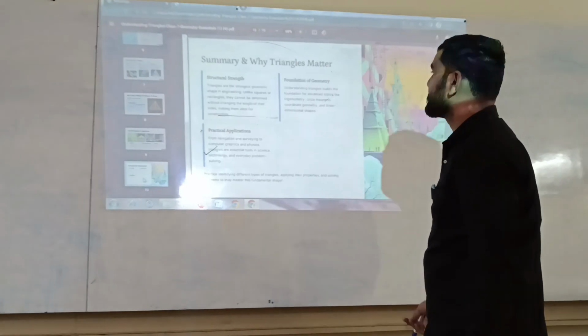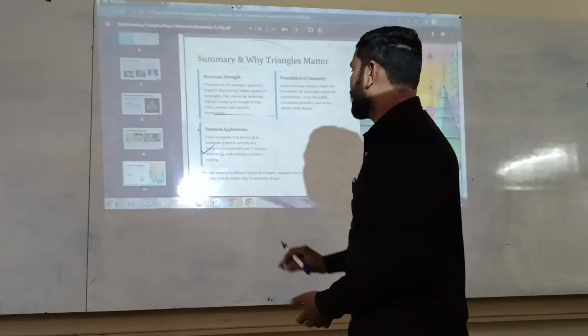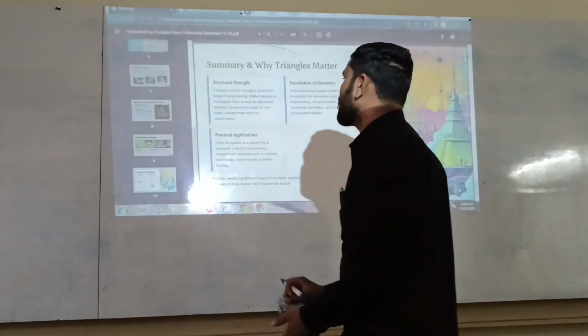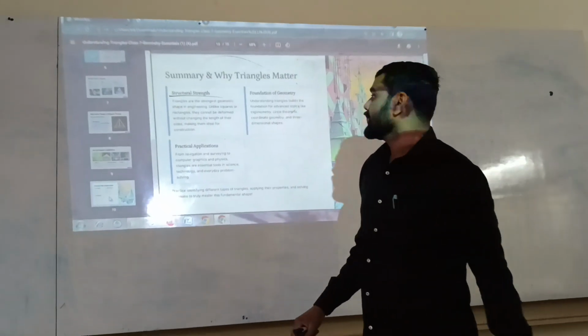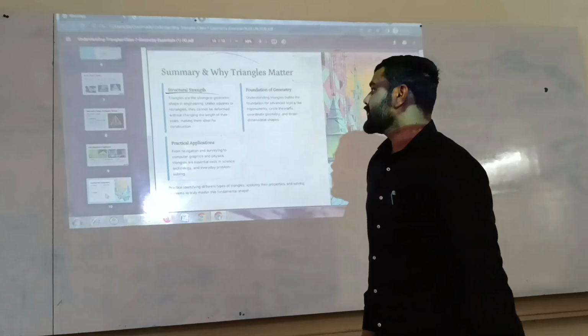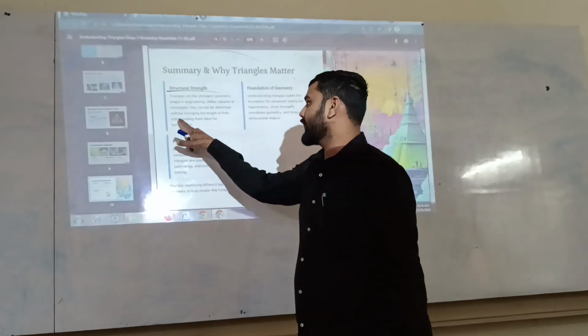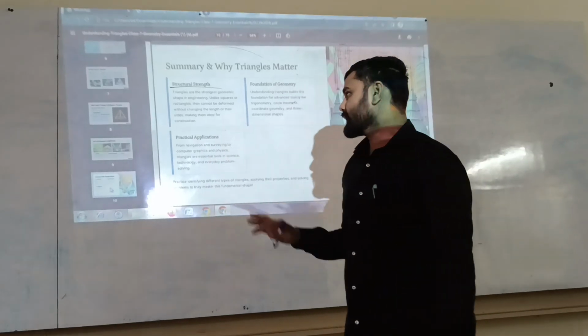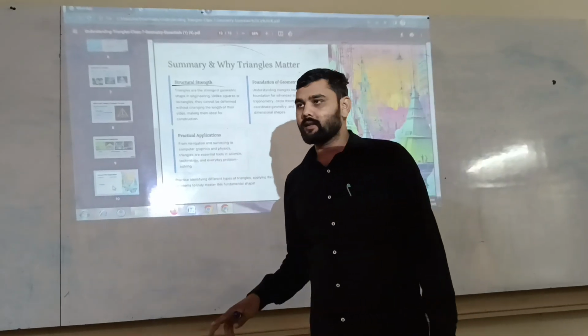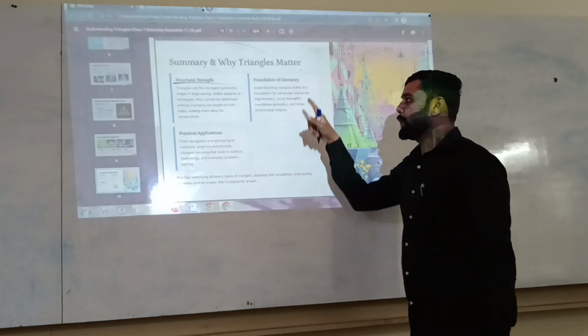Next, summary and why triangles matter. First is structural strength. Triangles are the strongest geometric shape in engineering. Unlike a square or rectangle, they cannot be deformed or broken without a change in the length of their sides, making them ideal for construction.